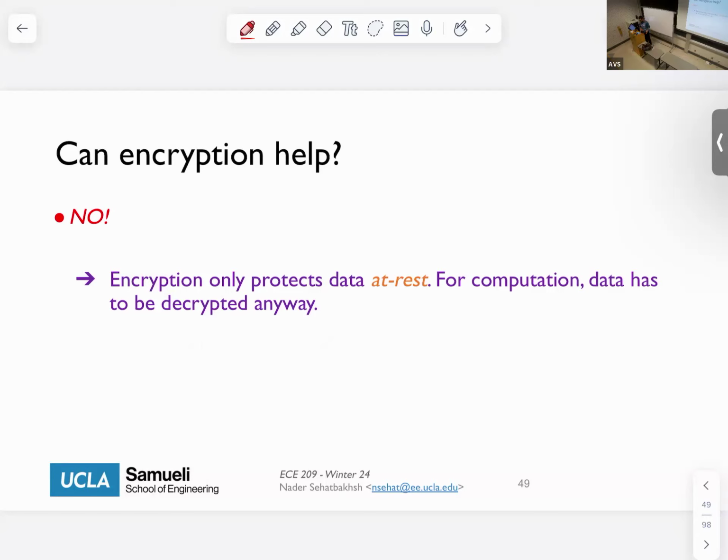So first, encryption cannot help. The reason is that encryption in general helps you with data at rest. If you do computation, you cannot compute over encrypted data. You have to decrypt things, compute them, and then encrypt them again. When the data is at rest, you can provide confidentiality. But when you actually want to add two numbers together, you cannot add the encrypted versions of two numbers.